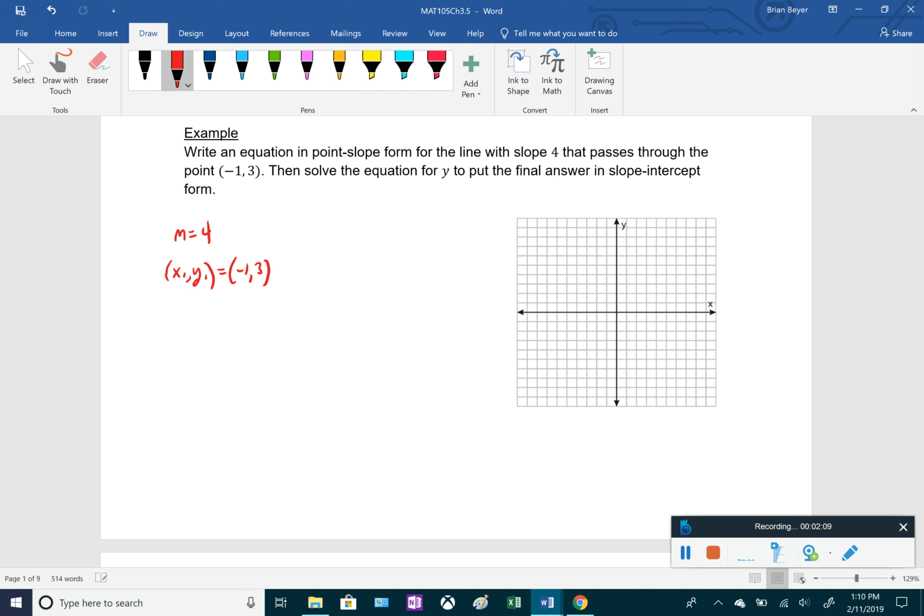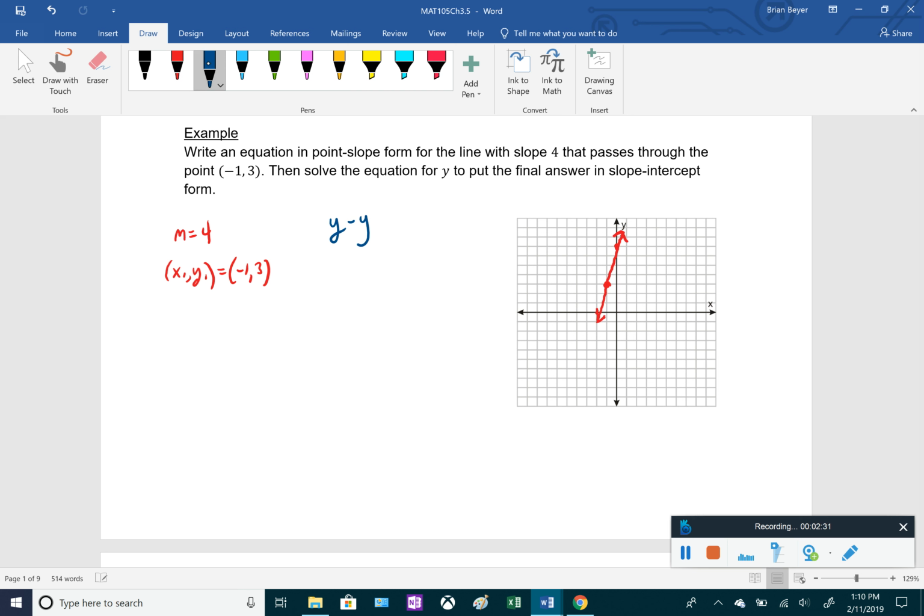So before I actually do it, I'm going to go to that point. -1, 3 is right here. Slope of 4 is 4 over 1. So 1, 2, 3, 4 over 1. So that's going to be this line right here. So we're trying to come up with an equation for this line.